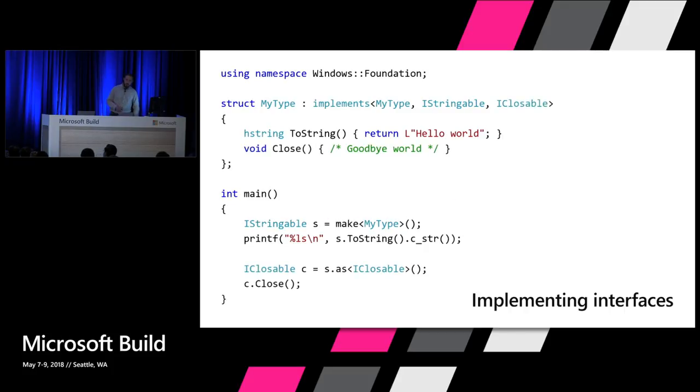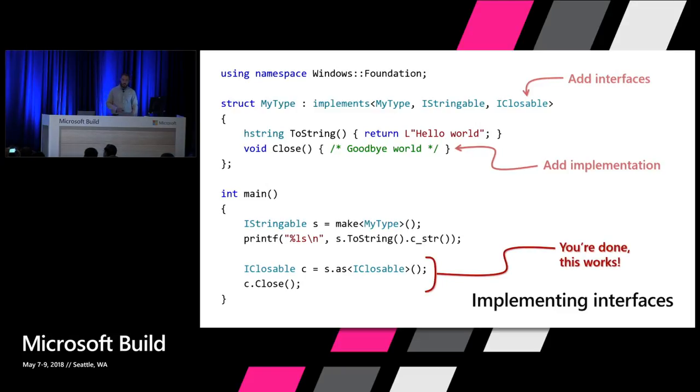And so here's another example. I want to add another interface, IClosable. I simply add the interface, provide the implementation, and it simply works. That's all there is to it. Behind the scenes, we do a lot of work to implement weak references. It's agile by default, marshallable, and so on.